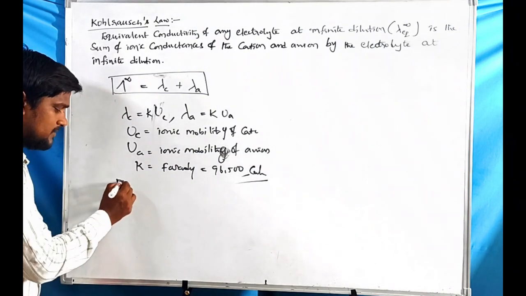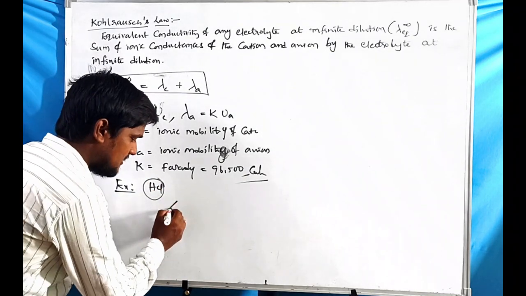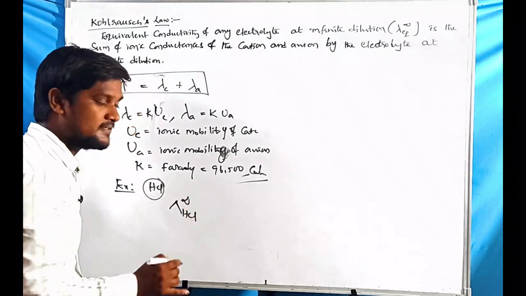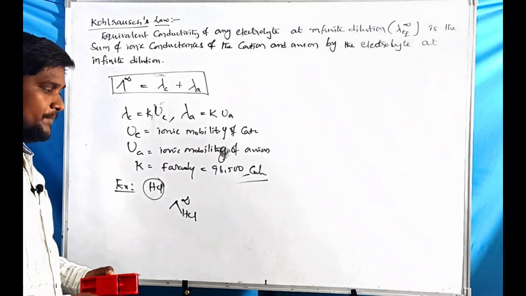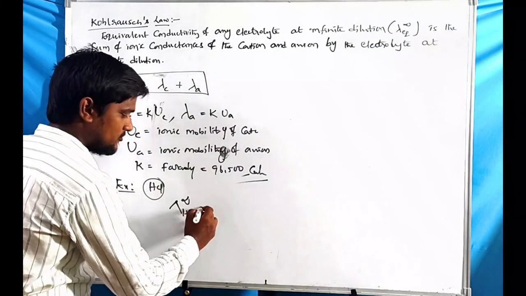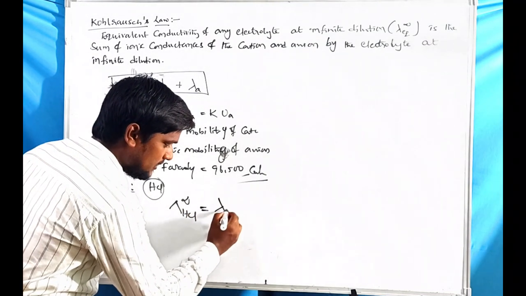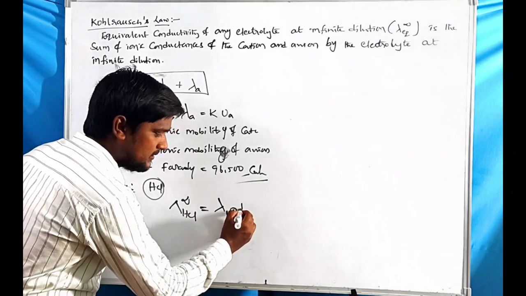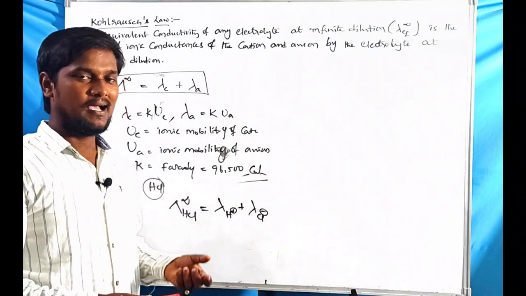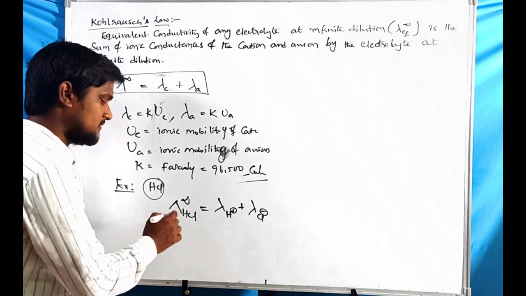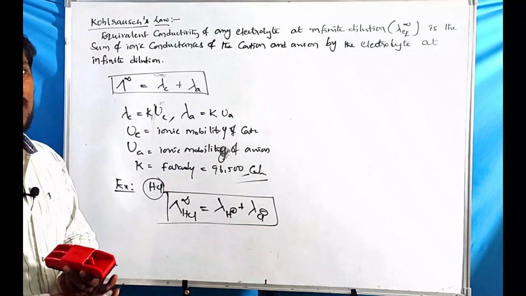For example, let us imagine the equivalent conductance of HCl at infinite dilution, whether it is a strong or weak electrolyte, it is applicable for both. The equivalent conductance of HCl at infinite dilution is equal to the ionic conductance of the cation plus the ionic conductance of the anion. This is the sum of the cation and anion ionic conductances, which is equal to the equivalent conductance of the corresponding electrolyte.